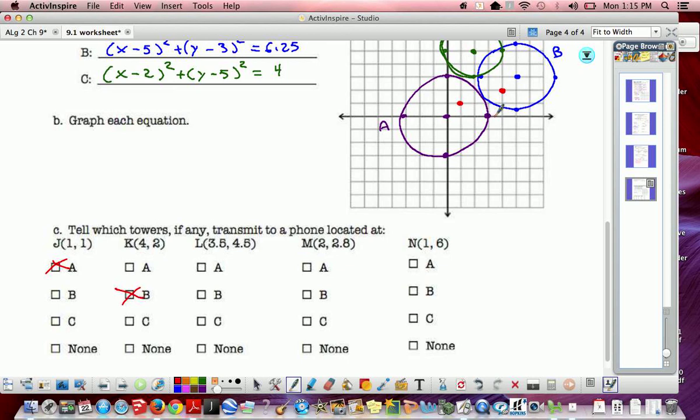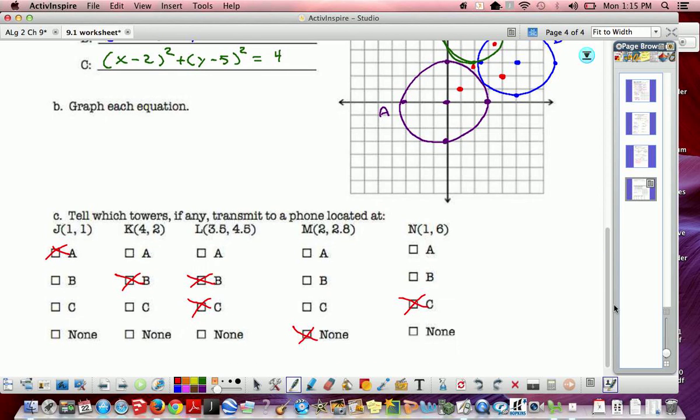3.5, 4.5. That's definitely in, looks like it's in B and C. 2, 2.8. Oh, look at that, right in there. That would be a none. 1 and 6 is up there. That's just in C. All right, that ends the 4.7 worksheet.